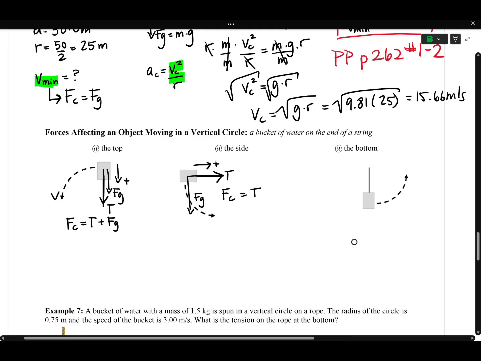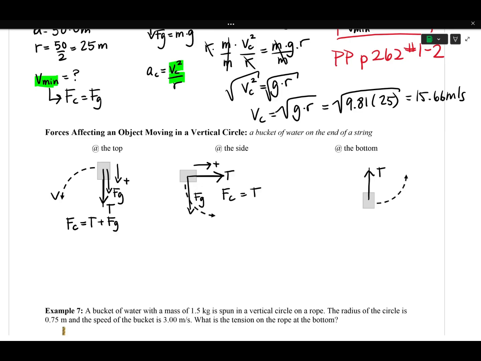Okay, let's take a look at the bottom now of that swing, or that turning motion. Tension is still going to be going towards the center, so we're going to make to the center positive. But now the force of gravity is actually acting in the opposite direction. So now when I write my F net statement, or the centripetal force statement, it is going to be my tension plus the negative of my force of gravity.